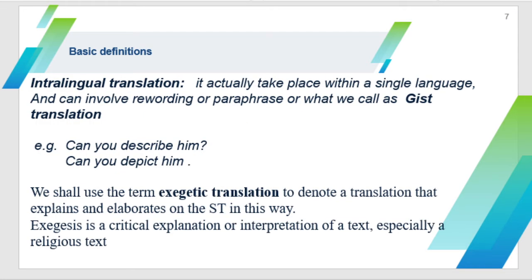Intralingual translation actually takes place within a single language and can involve rewording or paraphrasing, what we call gist translation. So for example, can you describe him or can you depict him? When we translate or rephrase the words to make others understand, we call it intralingual translation.